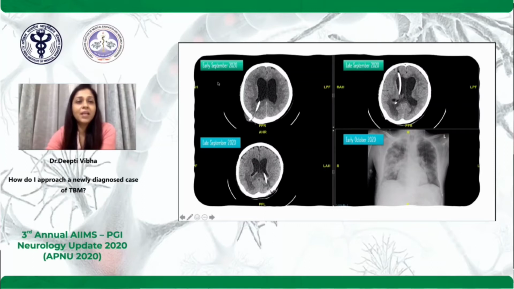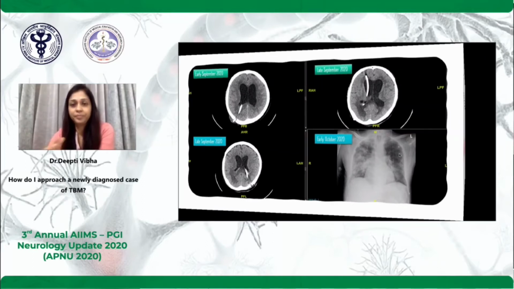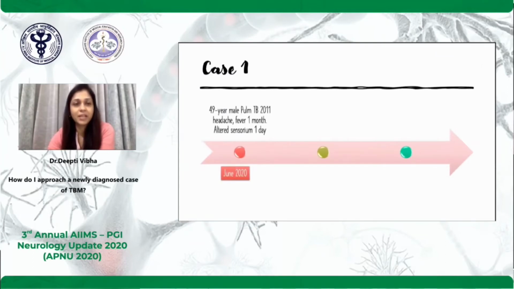And the timeline is from early September to late September and then early October. So here we get to the timeline. So this is a 49-year-old male who presented with headache and fever of 1 month and had history of pulmonary tuberculosis in 2011 and has a history of altered sensorium for 1 day.